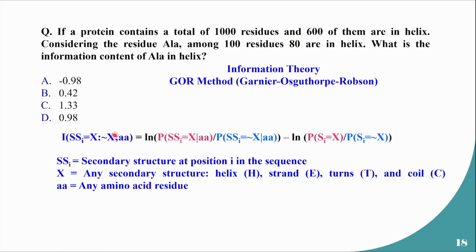So here, basically, you have to understand or think about these different parameters, these different parts. For example, here SSI is something that is mentioned. SSI is basically the secondary structure at position I in the sequence. Then X is any secondary structure. It could be helix, strand, turn, coil, and then A could be amino acid residues, right?